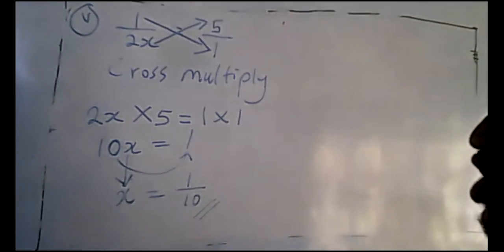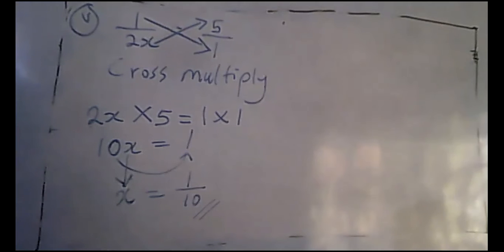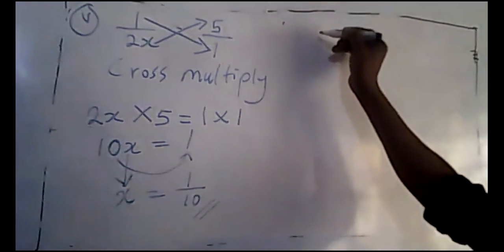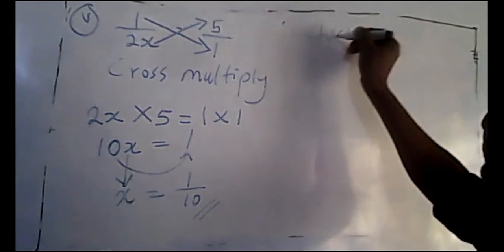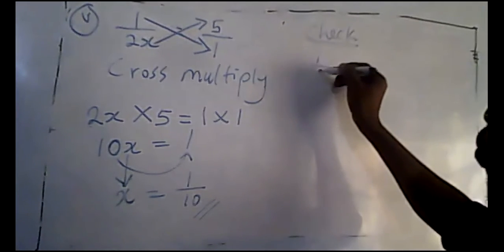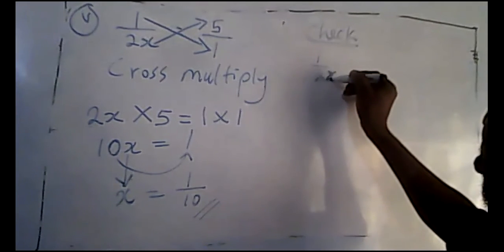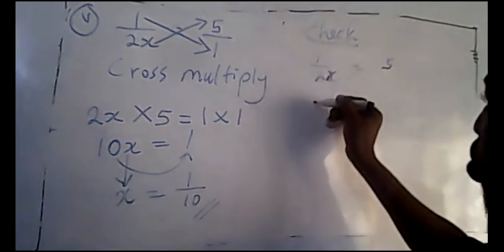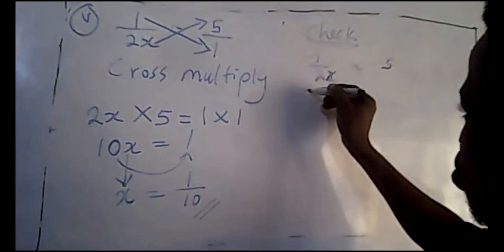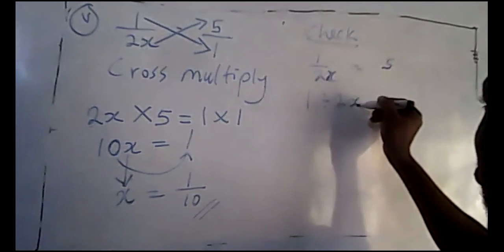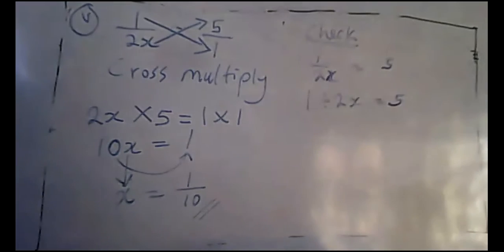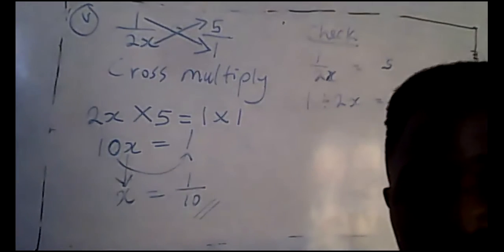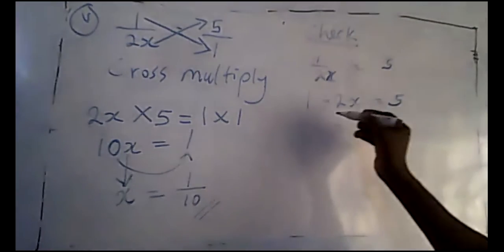So x will become 1 over 10. You get that? So that's your answer. We can check to see if you're right. Let's check: 1 over 2x is 5. Let's see if it's true. Our x is 1 over 10. Let's interpret this: 1 divided by 2x should give you 5, right? So let's see how true that is.